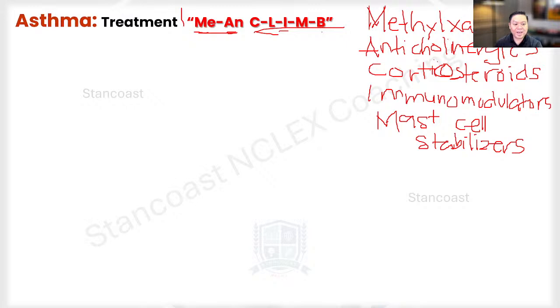And then lastly, we have the B. That stands for the beta-2 adrenergic agonists, represented by the albuterol, which is a short-acting or rapid-acting beta-2 adrenergic agonist. Let me just shorten that as AG. Okay, so don't forget the mnemonic: methylxanthine, anticholinergic, corticosteroids, immunomodulators, mast cell stabilizers, and the beta-2 adrenergics.